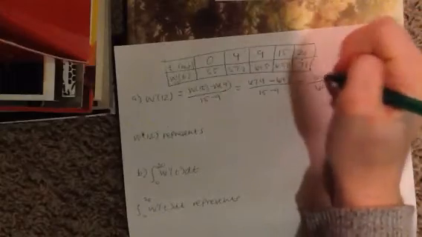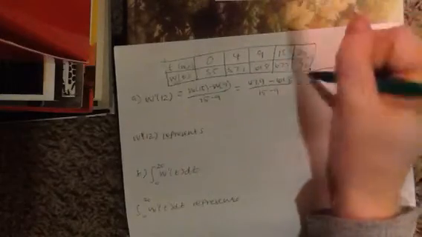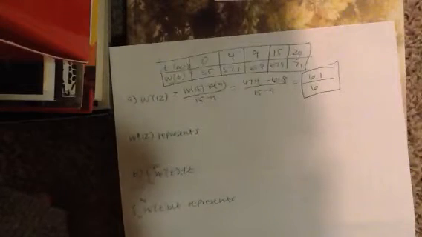W of 15 is 67.9. W of 9 is 61.8, over 15 minus 9. 15 minus 9 is 6. I went to my calculator. This is 6.1. No need to go anywhere more simplified. That's good enough. Now, it also asked us to give the meaning of this in context of the problem.